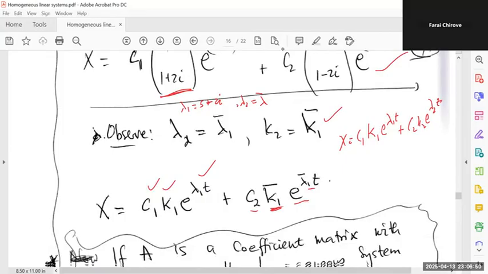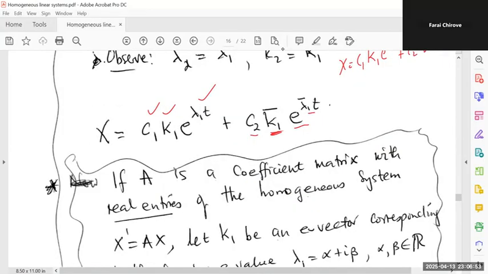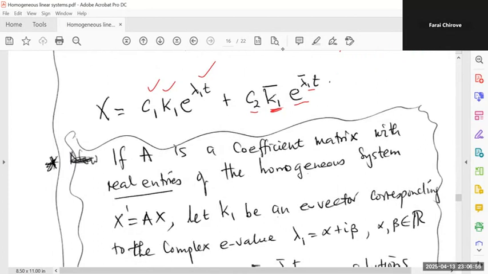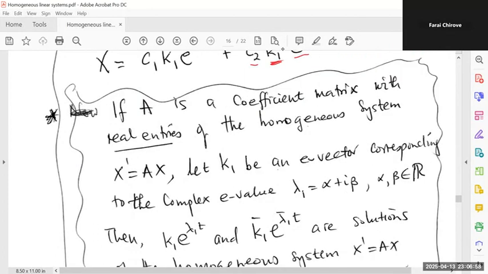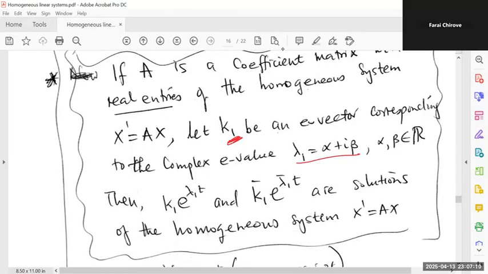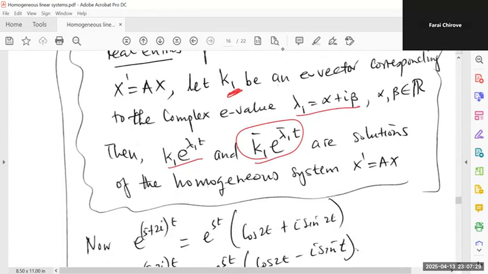From that observation, basically, if A is a coefficient matrix with real entries of the homogeneous system, then if K1 is an eigenvector that is complex valued, then K1 e to the power lambda 1 t and K1 bar e to the power lambda 1 bar t are solutions. You don't need to go and compute the second eigenvector because we have observed that this is so. In theory it's true, actually, what we observed from the example. So that's what we are doing.